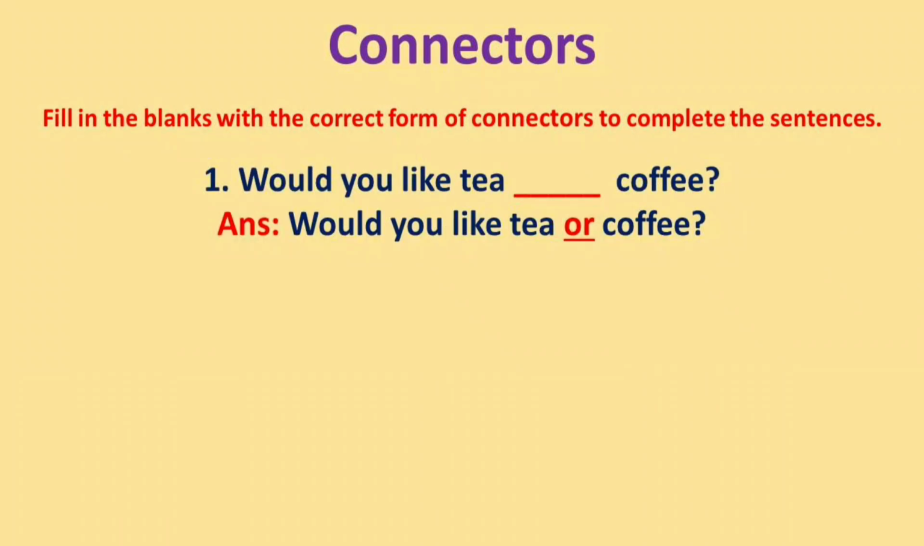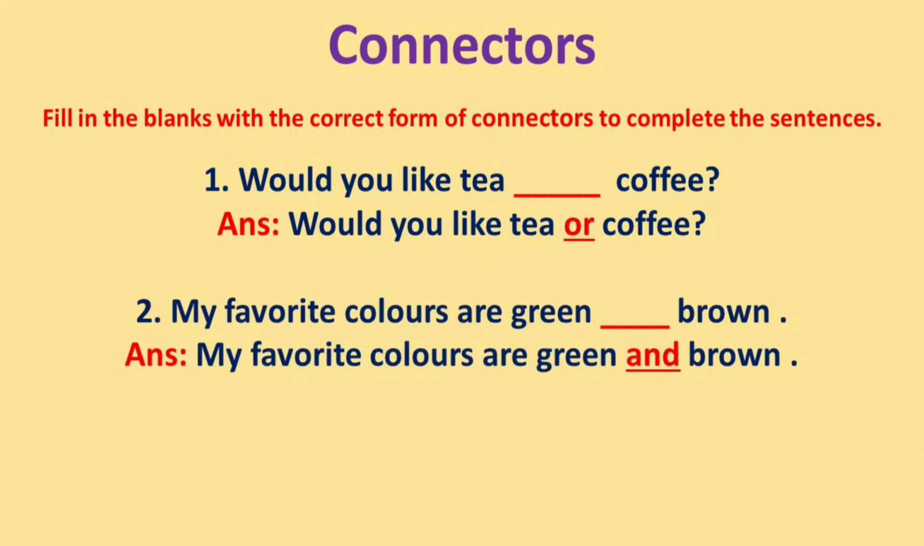Fill in the blanks with the correct form of connectors to complete the sentences. 1. Would you like tea dash coffee? The answer is, would you like tea or coffee? 2. My favorite colors are green dash brown. The answer is, my favorite colors are green and brown.